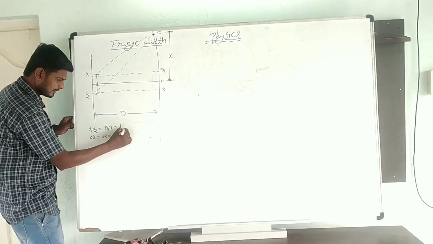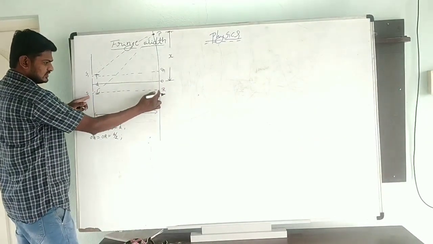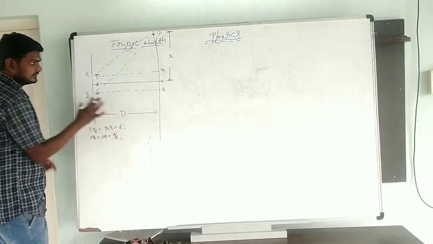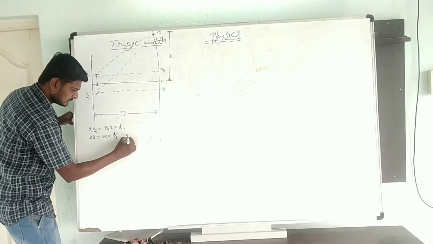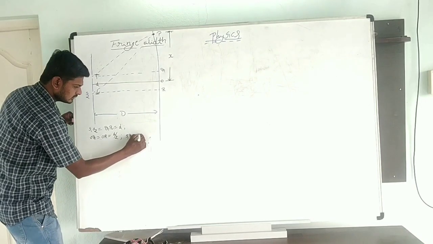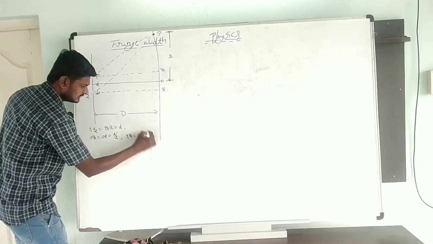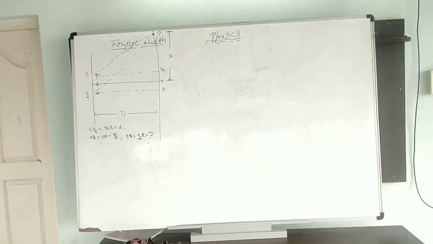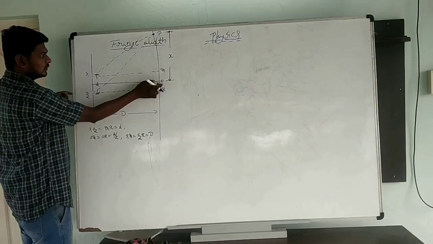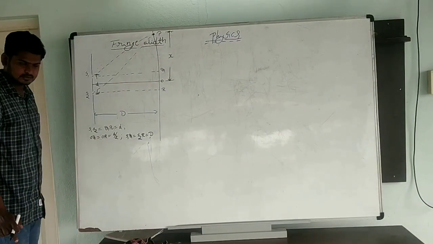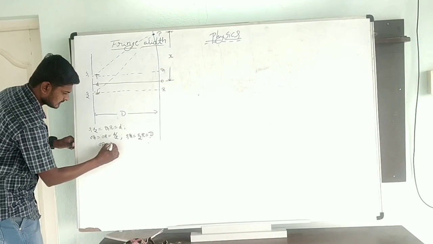Same way, S1Q and S2R are each capital D. Next, the distance OP is X. OP will be X.